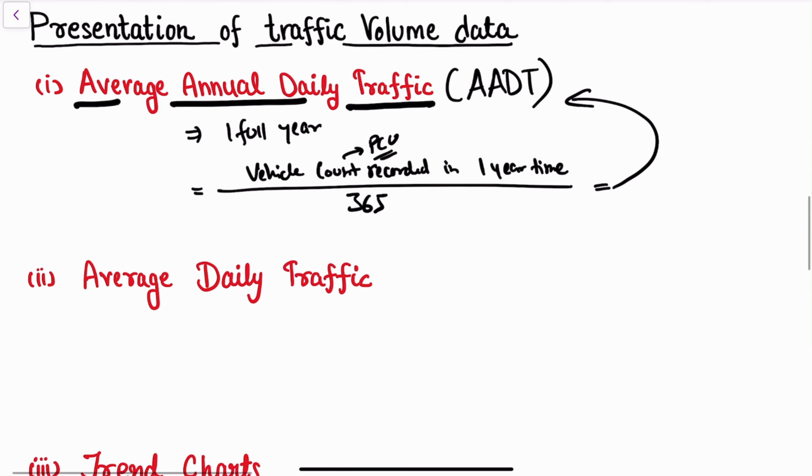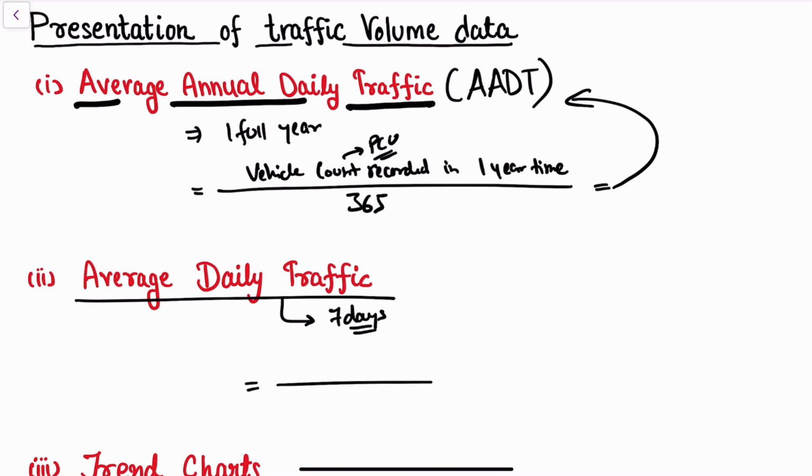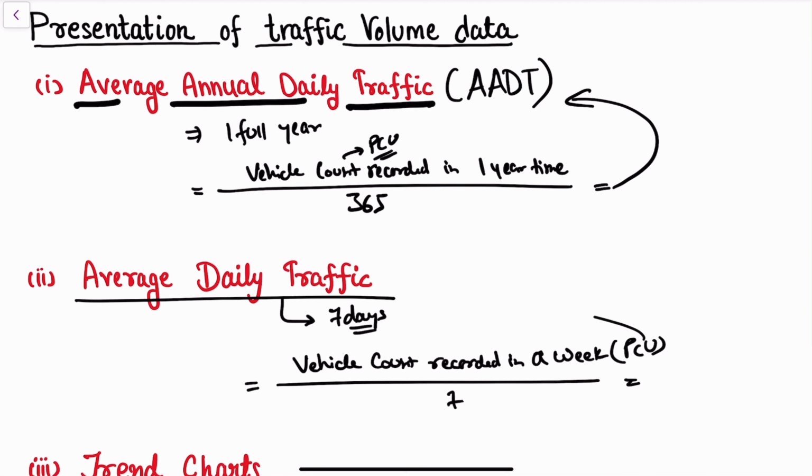The second is your average daily traffic, and here basically the traffic study is done for 7 days only, right? Then the overall vehicle count recorded in a week, in PCU, divided by 7, gives us the value of the average daily traffic, right?